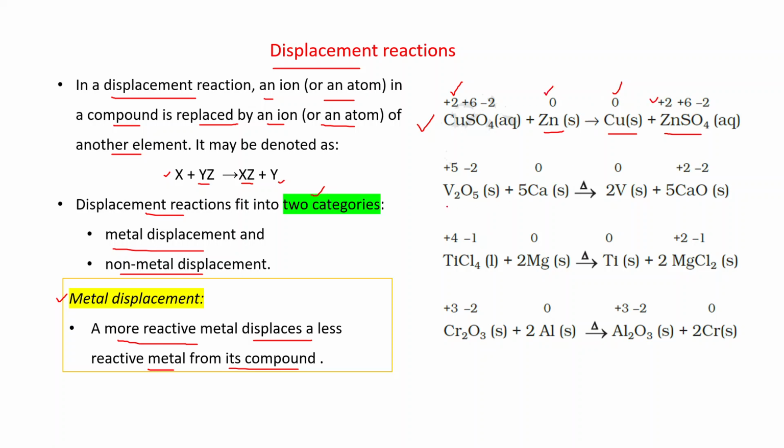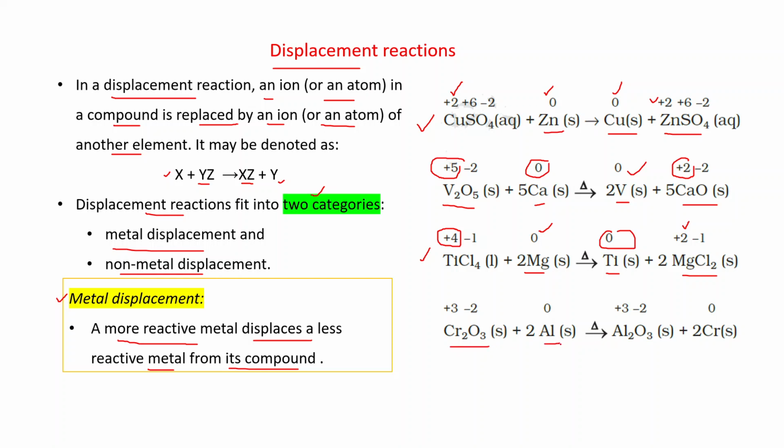In the same way, this is vanadium pentoxide. When it reacts with Ca, this will convert into V and CaO. In this case, vanadium goes from plus 5 to 0, and calcium from 0 to plus 2. This is TiCl4. When it reacts with magnesium, this will give Ti and MgCl2. Now in this case, Ti goes from plus 4 to 0 and magnesium from 0 to plus 2.